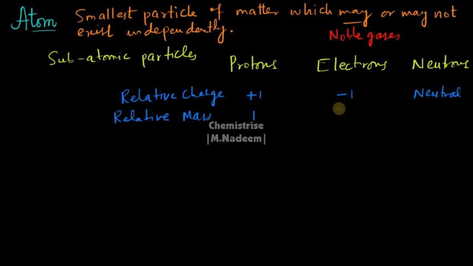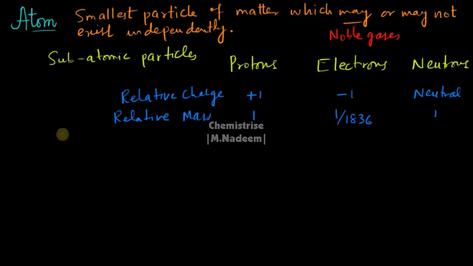Electrons, they are very light particles, and their relative mass is 1 over 1836 times that of the protons. That means they're very, very light particles. We can say 1 over 1836 electrons, they are equal to the mass of one proton, while neutron also has a mass of 1. Remember, these are relative masses and relative charges. Their actual mass and actual charges are definitely different.